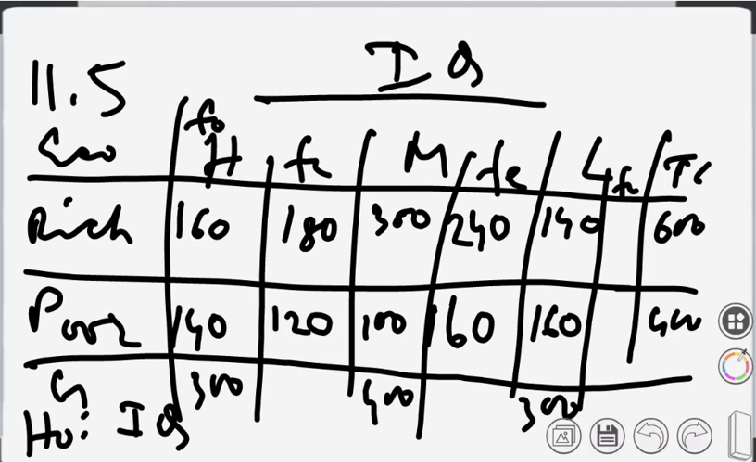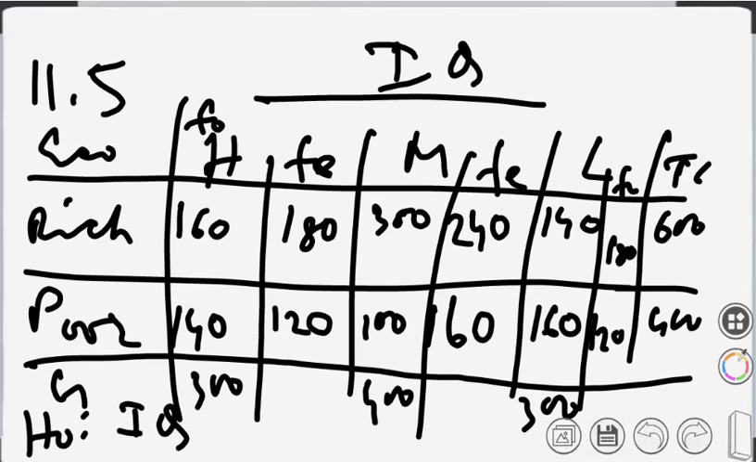So 240 plus 180 becomes 420. So this must be 180. This is 180 and this is 120. Okay, so please follow the formula. We have already written it, so follow the formula and you can find out the values. These are FE. So we have found out FE.